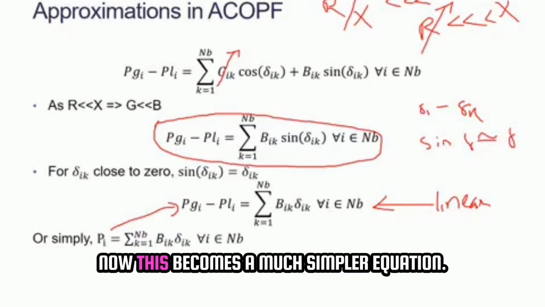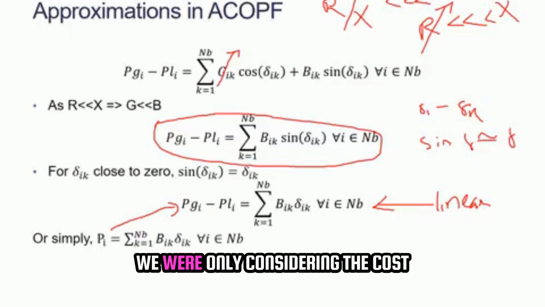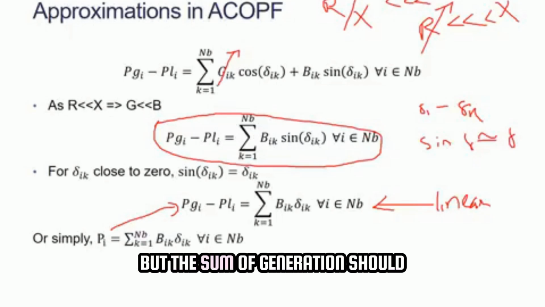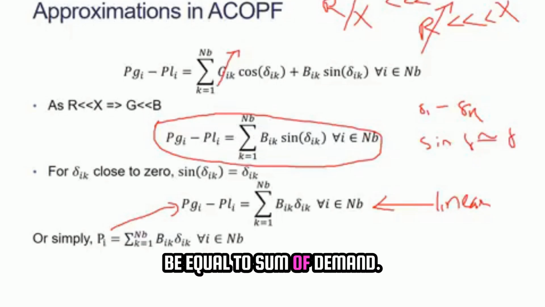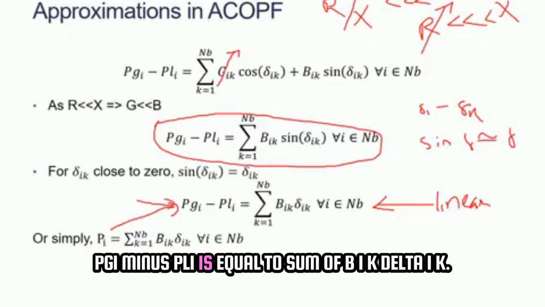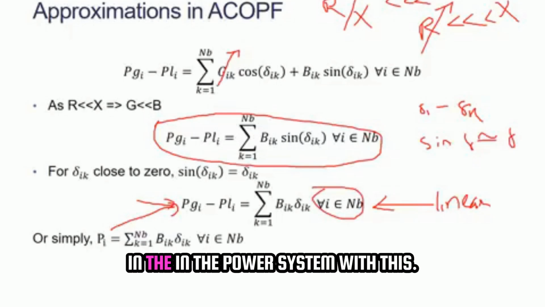Right. Now this becomes a much simpler equation. This is a linear equation. So in economic dispatch, we were only considering the cost and the power balance, which was nothing but the sum of generation should be equal to the sum of demand. Instead of that, we will now use PGi minus PLi is equal to the sum of Bik delta ik, and this will be written for all the buses in the power system.